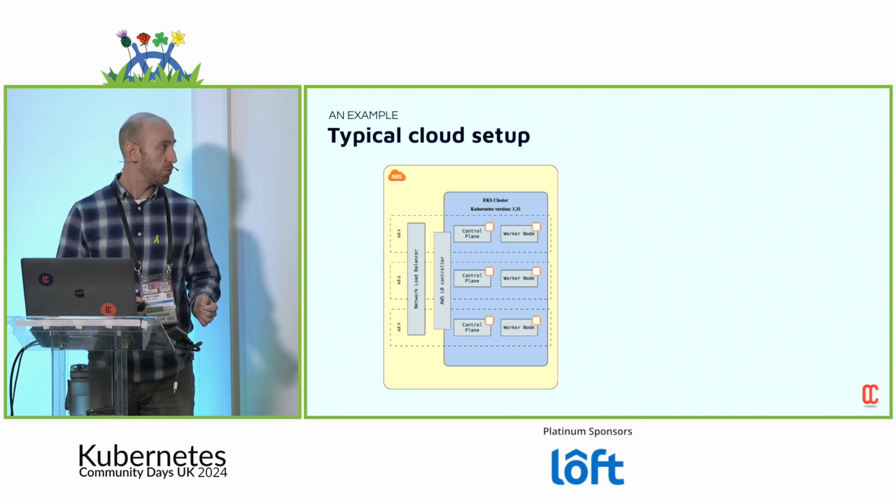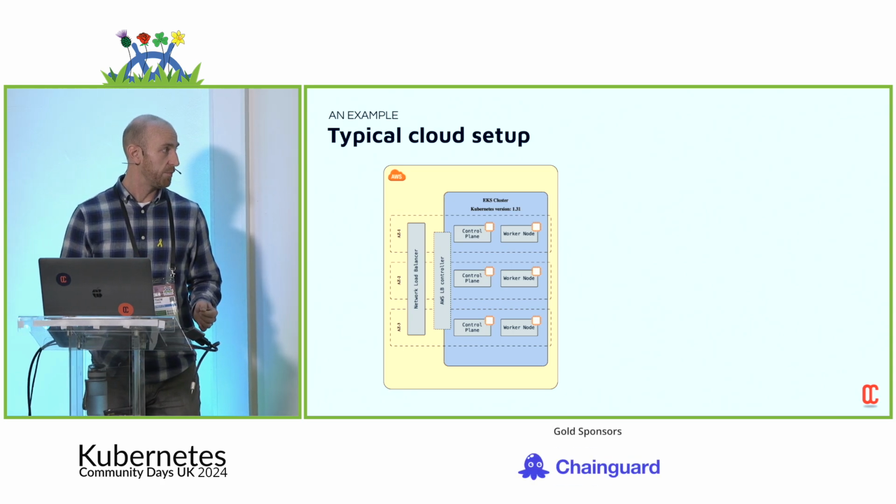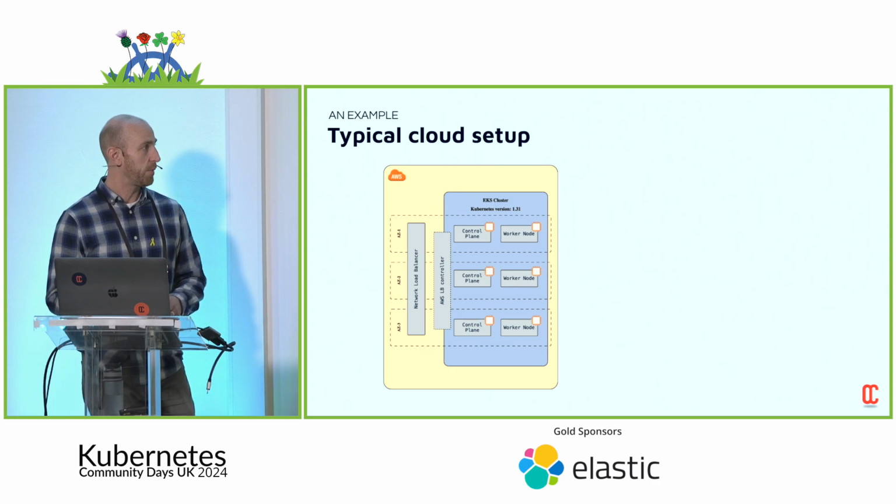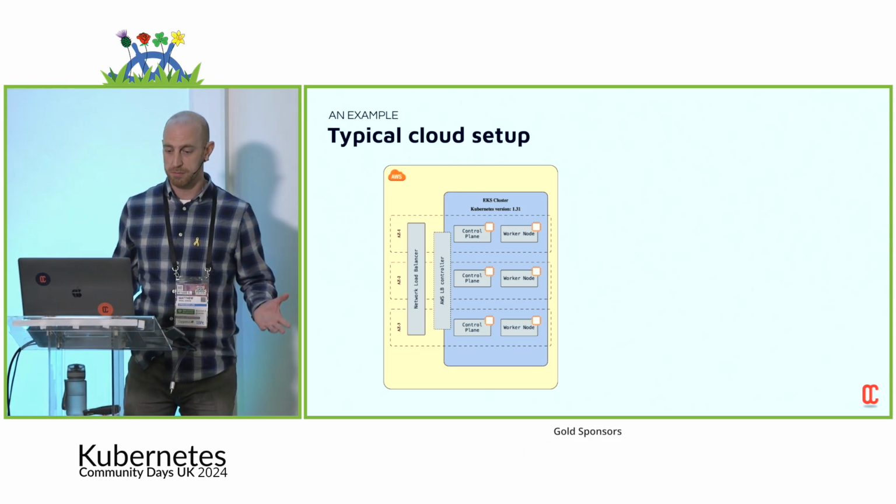And typically in AWS, you also install the load balancer controller, which means that if you have a load balancer service, then you would get a network load balancer provisioned for you automatically, which will give you network connectivity.